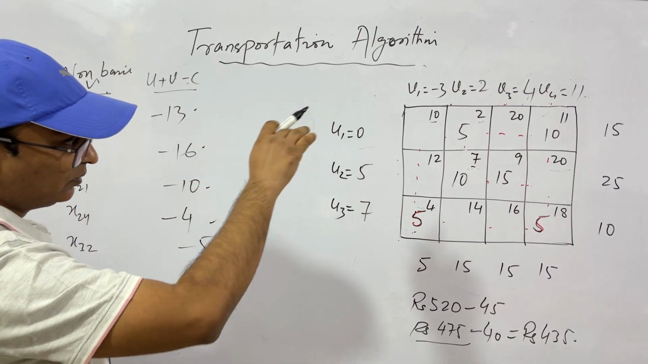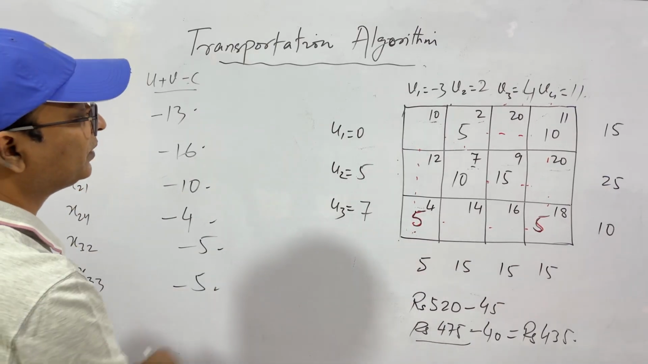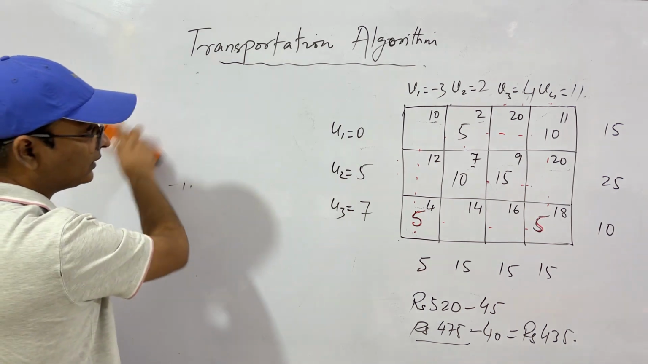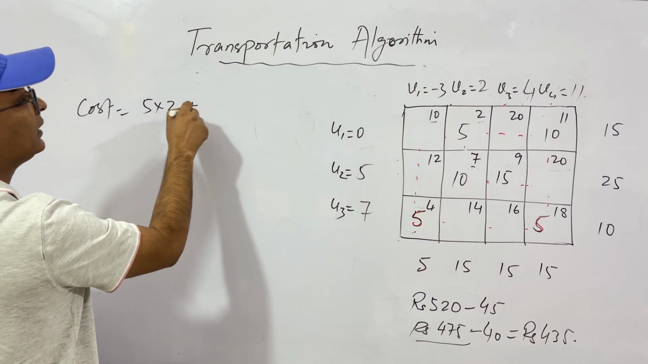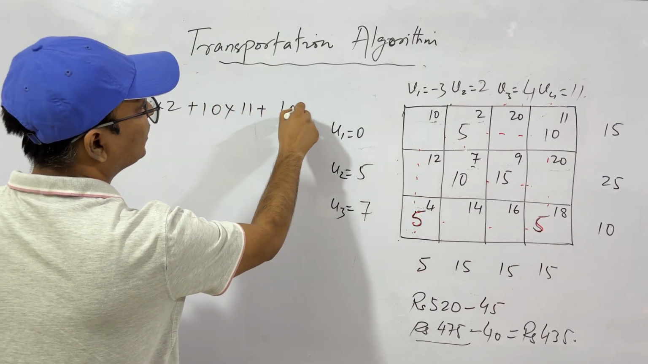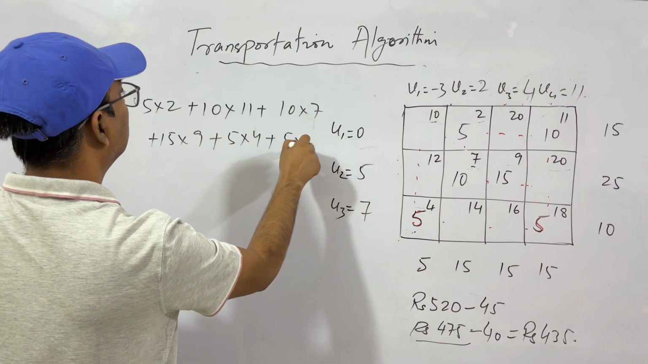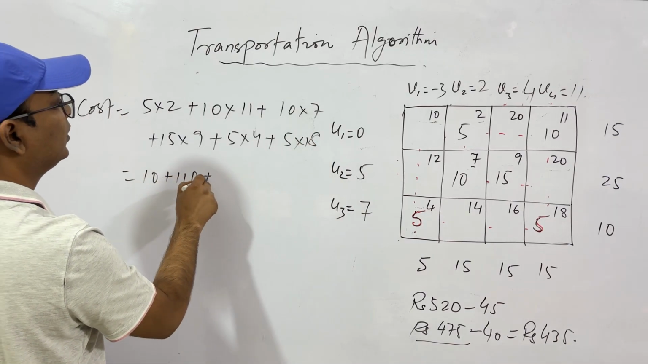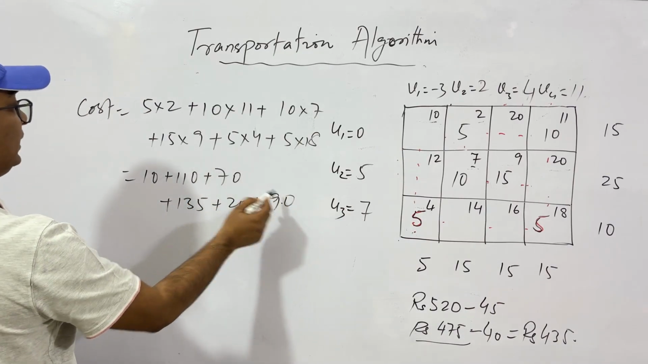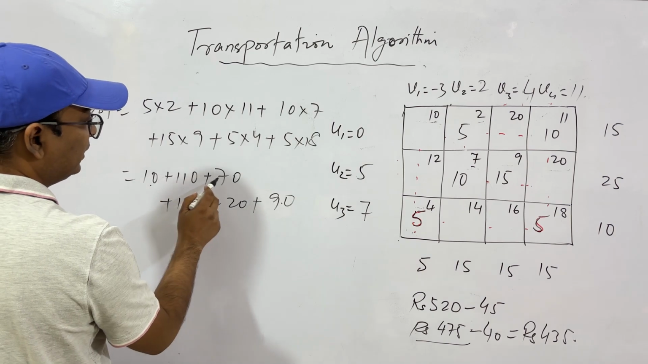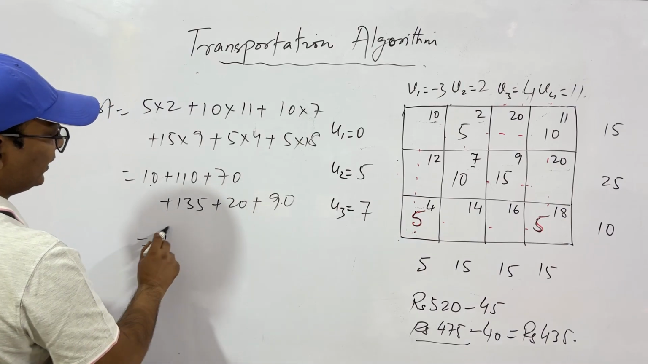This means whatever the basic solution for which we have found these values, this solution is optimum. So now we know this is the optimum solution. We have calculated the cost also, that is equal to 435. If you don't believe, let's do it again. The cost will be 5 cross 2 plus 10 cross 11 plus 10 cross 7 plus 15 cross 9 plus 5 cross 4 plus 5 cross 18. So it comes to 10 plus 110 plus 70 plus 135 plus 20 plus 90. 90 and 10, 100. 100 and 110, 210, then 210 and 70, 280, 280 and 20, 300, 300 and this 135, 435.